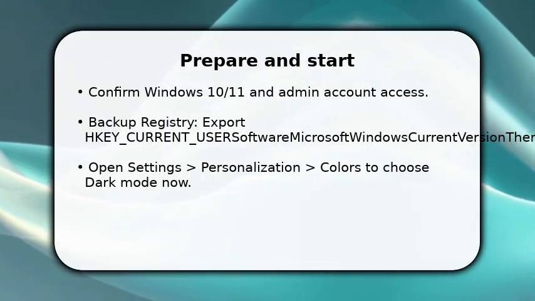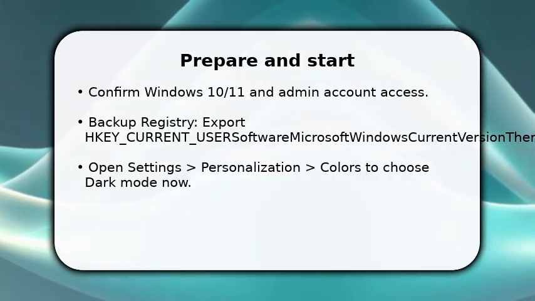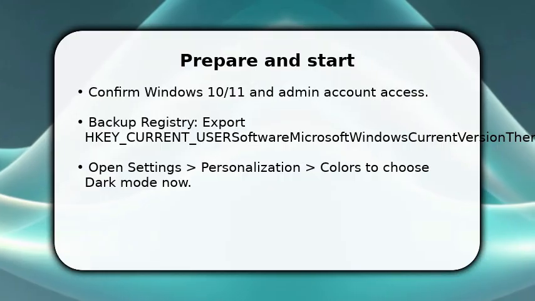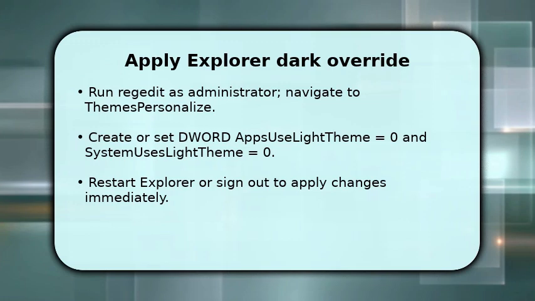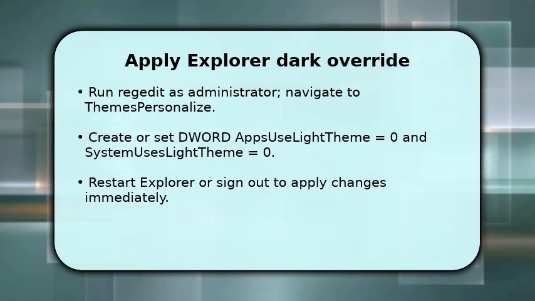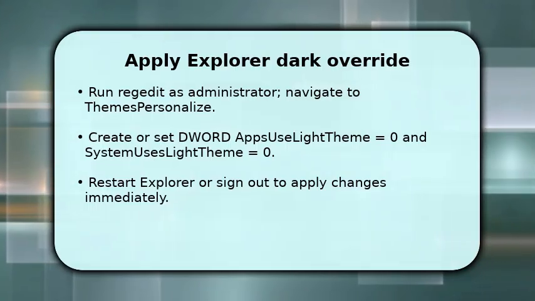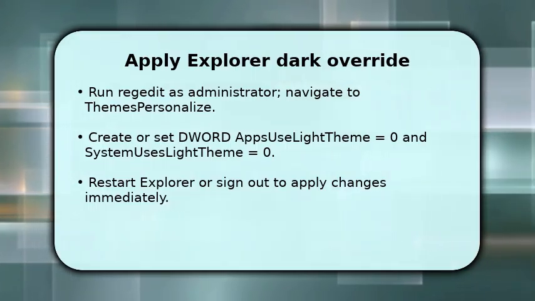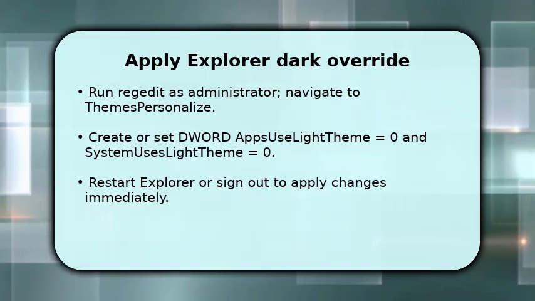This first action prepares the system and prevents mistakes, and it ensures you can revert quickly if the change behaves unexpectedly. Now you'll perform the precise override in the registry. Open Regedit as administrator and go to HKEY_CURRENT_USER\Software\Microsoft\Windows\CurrentVersion\Themes\Personalize. Create or set two DWORD values.